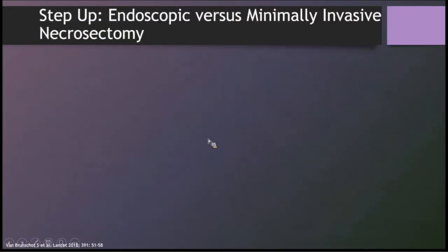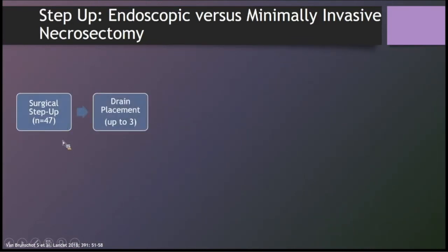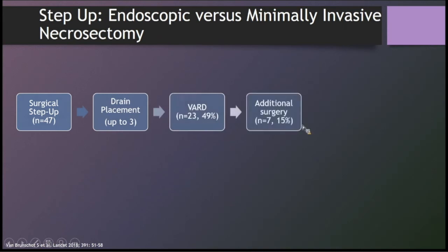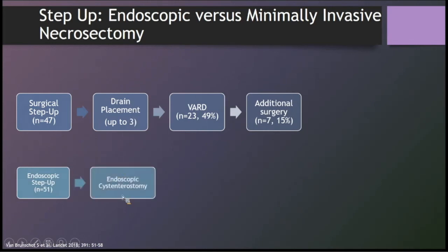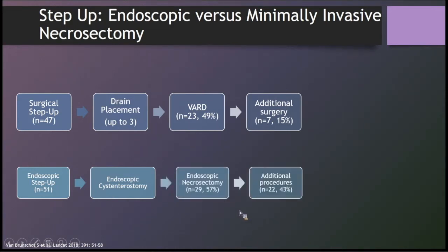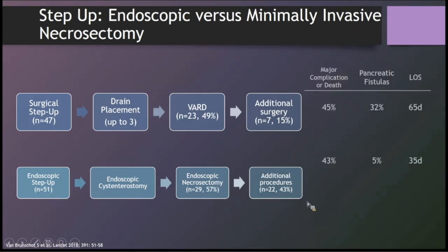So does it work? The previous trial told us that the minimally invasive approach was better than the endoscopic. This is the surgical step-up group. Again, same thing, putting in drains, going for VARD, and then some of them needing surgery, similar to the prior study. The other 51 patients got randomized to endoscopy. They went for that stent placement first, just to drain alone, and then 60% needed a necrosectomy. 40% of those needed repeated necrosectomies, which is certainly our experience. Major complication or death, still very morbid, 40%.